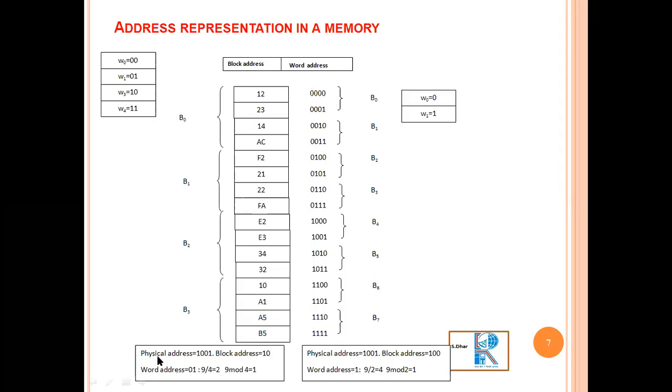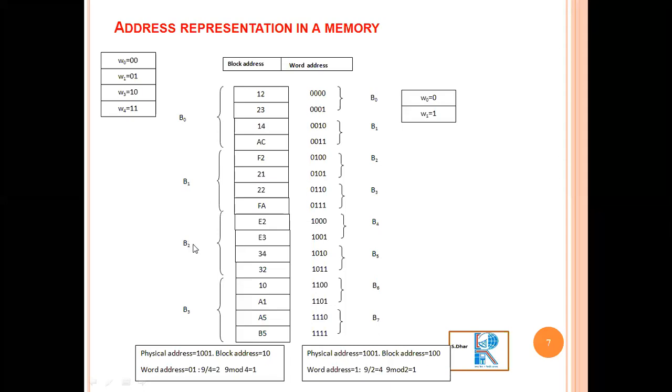Now see the same example. Here the physical address is 1001. 2 bits are required for the block address, so the block address is 10. And what is the word address? The word address is the last 2 bits, 01. Now what is the decimal of 10? The decimal of 10 is 2. That means it should be B2.